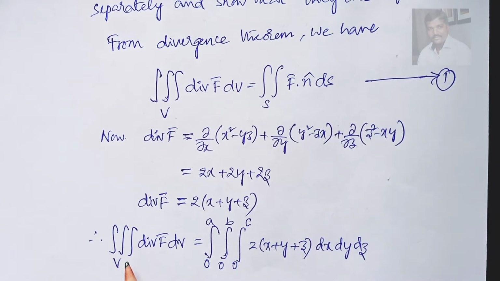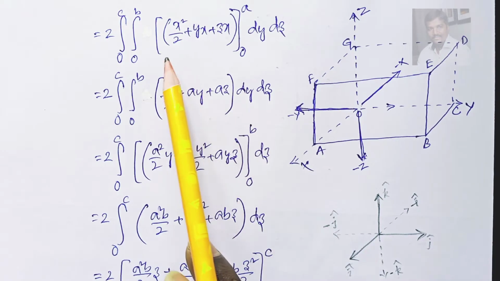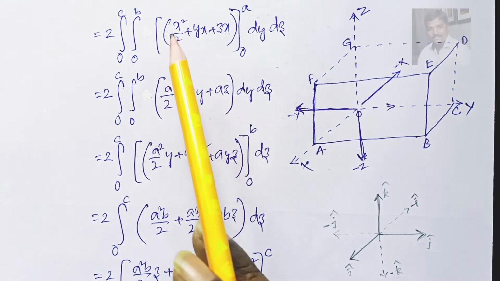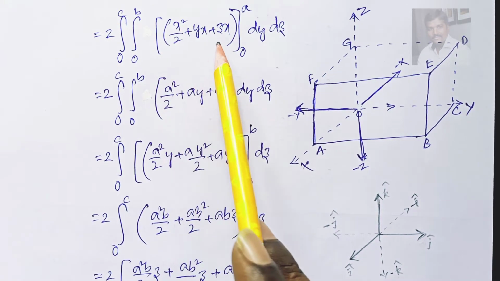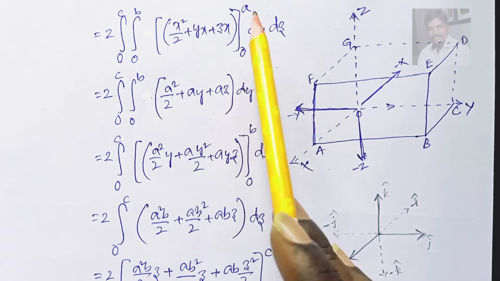Therefore, triple integral over the volume V div F bar dV is equal to, since the limits are given already, x limits from 0 to a, y limits 0 to b, z limits 0 to c. So 0 to a, 0 to b, 0 to c, 2 into (x plus y plus z) dx dy dz. Here first I am integrating with respect to x. There I am getting x square by 2 plus yx plus zx from the limit 0 to a.